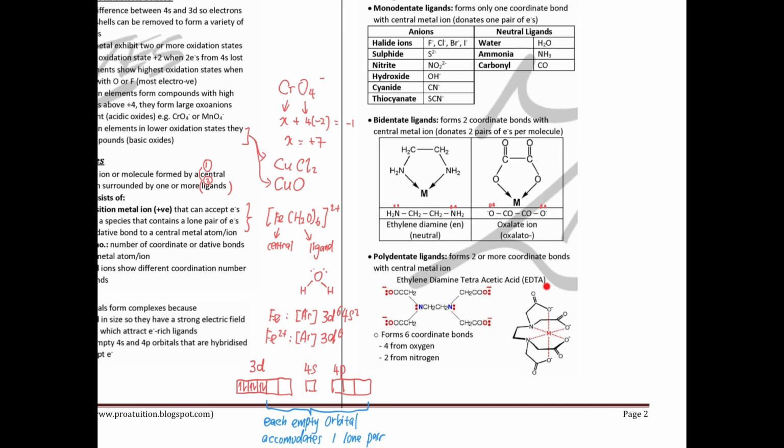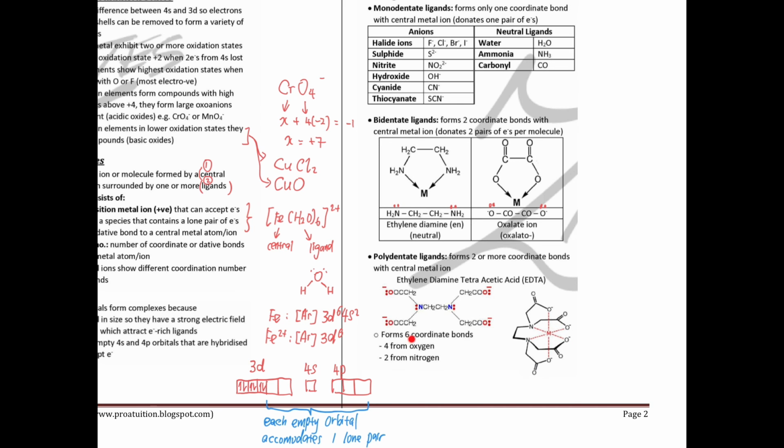So EDTA. You can put EDTA as the abbreviation in the exam. E stands for ethylene, D stands for diamine, T stands for tetra, A stands for acetic acid. So you can see 6 lone pairs here: 1, 2, 3, 4, 5, 6. And they form 6 dative bonds with the central transition metal in this way. So 2 up and down and 4 from the square here.